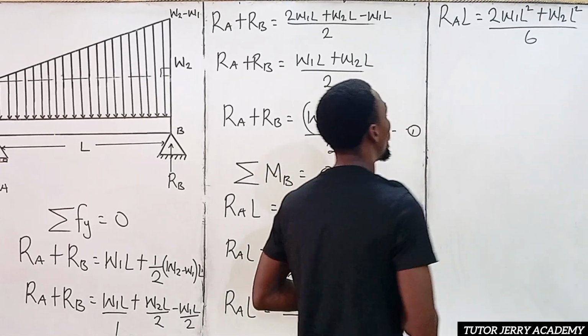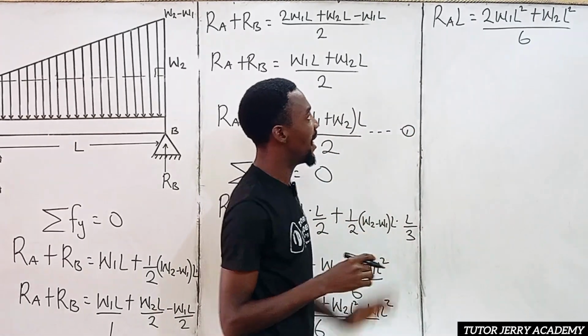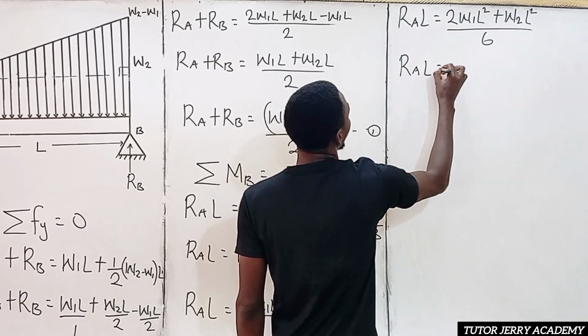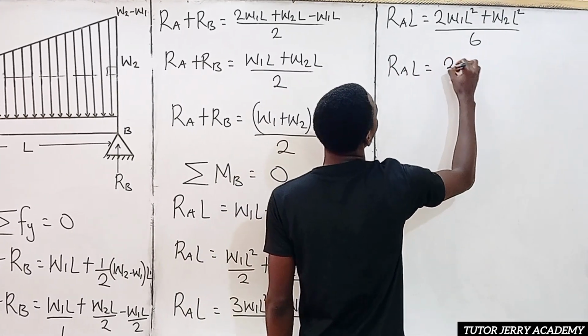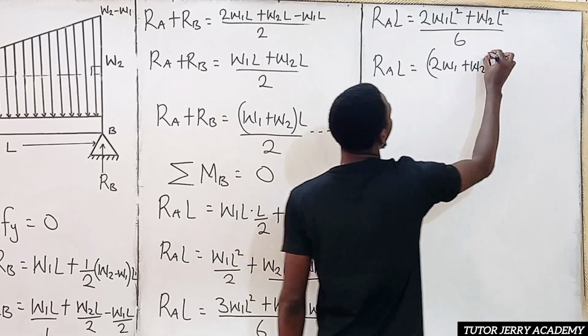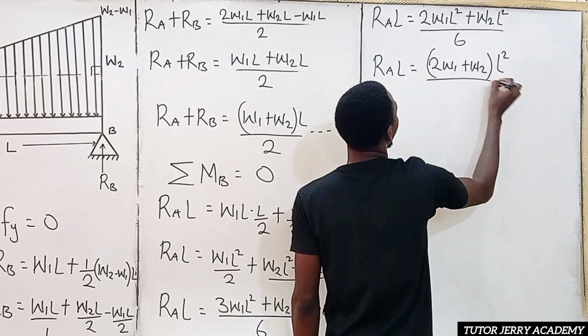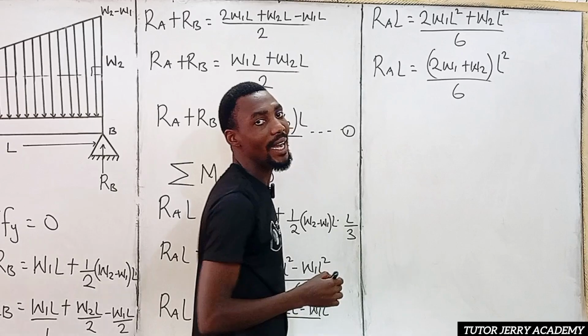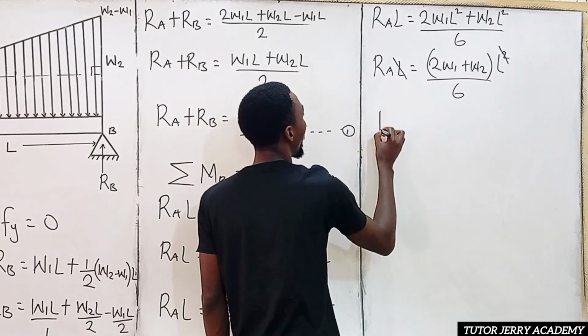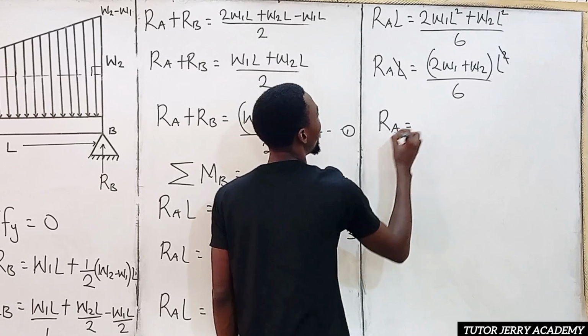All right. So if you look at this now, we can factor out L square. So we are going to have RAL to be equals to 2W1 plus W2 all into what? L square all over what? 6. And if you look at this, L here will go with one L here. So we are going to have our reaction at A to be equals to what?